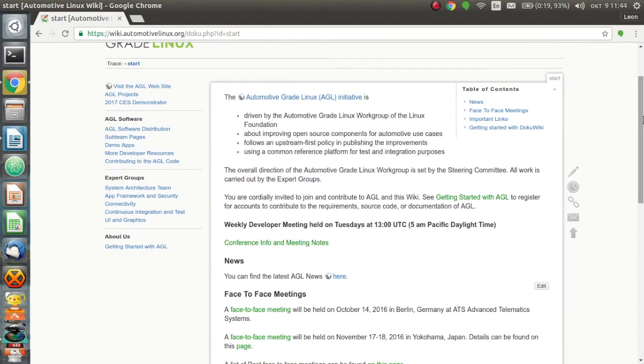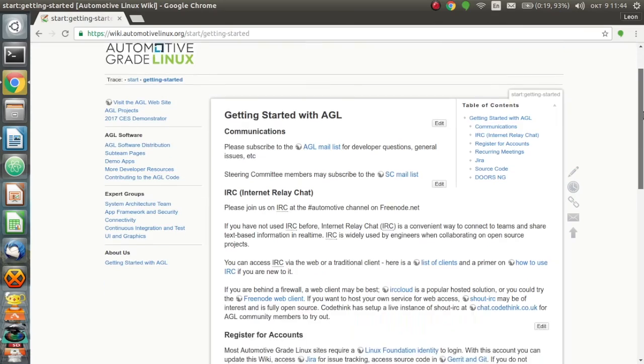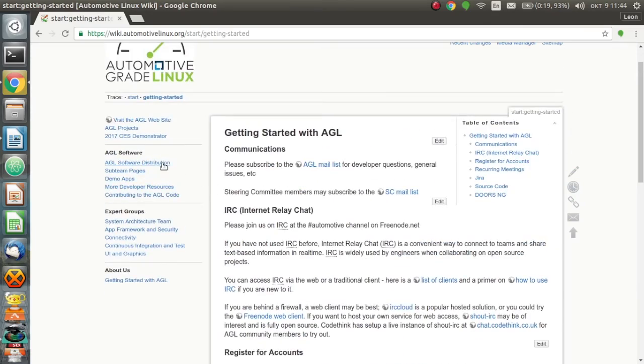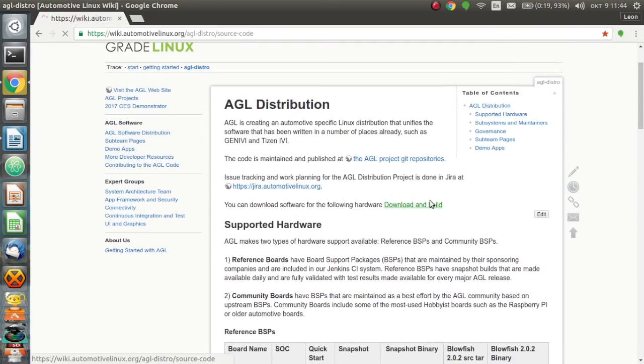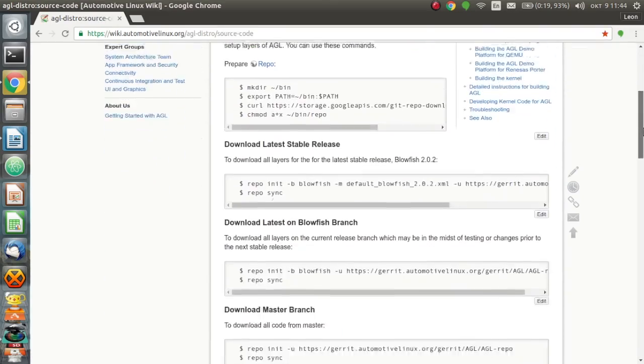Recently, as part of my job as a software engineer at Kansalco Group and ADS Advanced Telematics Systems, I have ported AGL to Raspberry Pi 2 and 3.